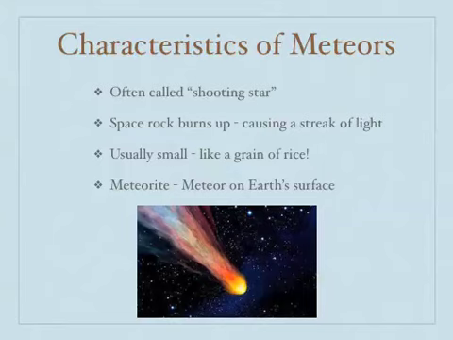There are also meteors. This is what we call shooting stars. So shooting stars aren't stars at all, they're meteors. Meteors are space rock, and it's when space rock burns up. And this causes a streak of light. Believe it or not, these meteors are usually small. It's like as small as a grain of rice. Now, if you have a meteor that you found on Earth's surface, it's now called a meteorite.